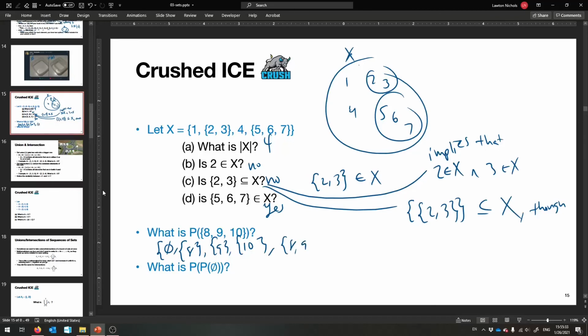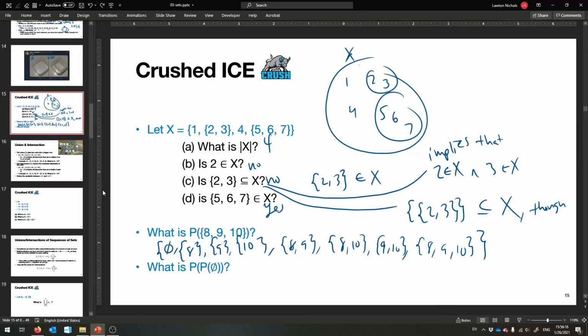8 and 9. 9 and 8 is the same set, so we're not going to write that one. Then you can have 8 and 10. Then you can have 9 and 10. And then you can have all three: 8, 9, and 10. We can check ourselves to make sure this set has 8 elements. 1, 2, 3, 4, 5, 6, 7, 8. Yes. Cool, so we did it right. So that is the power set of the set {8, 9, 10}. It's the set of all subsets of that set. And you can do power set multiple times, which is very fun to think about.